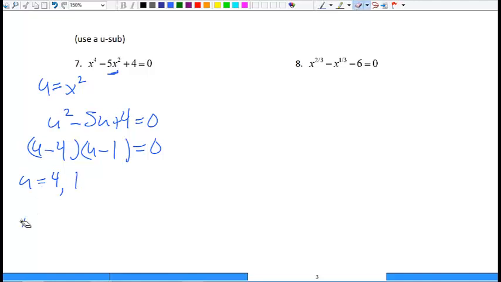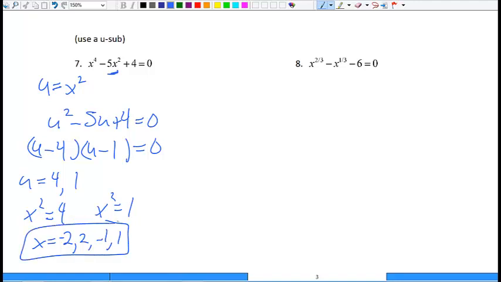Okay, but we didn't set out this journey to solve for u. We actually wanted x. So if I resubstitute in, I get x squared equals 4 and x squared equals 1. If I take the square root method, I get x is negative 2, positive 2, negative 1, and positive 1. So those would be our four answers there.